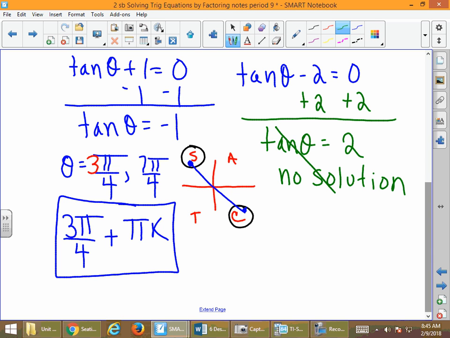Sometimes people just like to cross it out. But we don't have any values. We don't have any angles that have a value of 2 for tangent. So again, we still need to be very, very familiar with our functions on the unit circle and their values. So what I'd like to say, we need to know the unit circle forward, and we need to know the unit circle backwards.